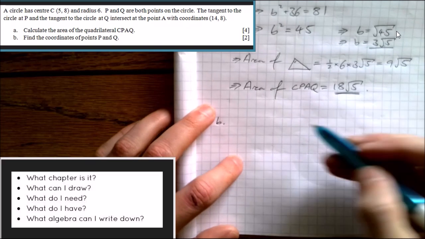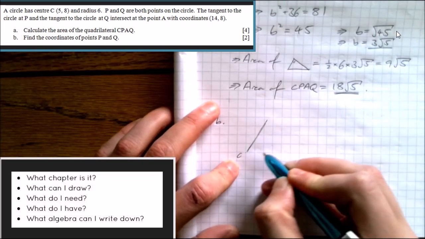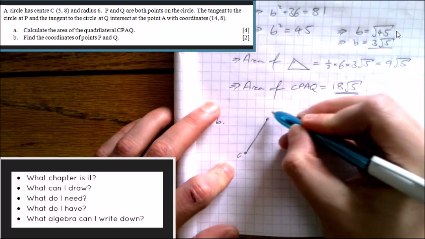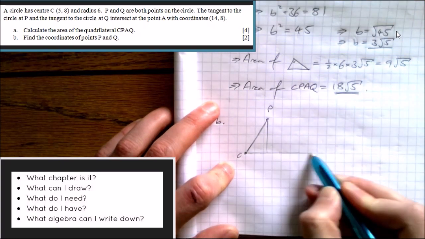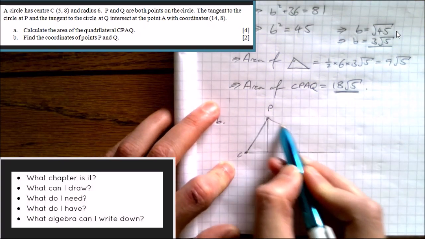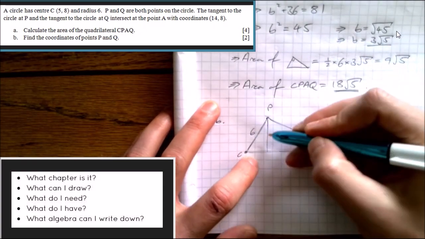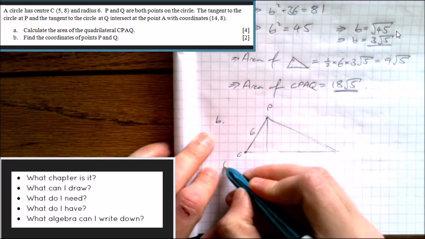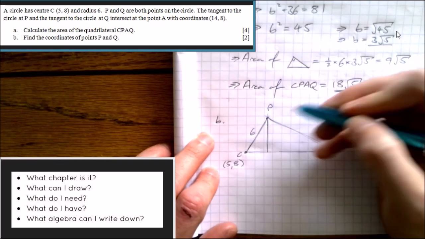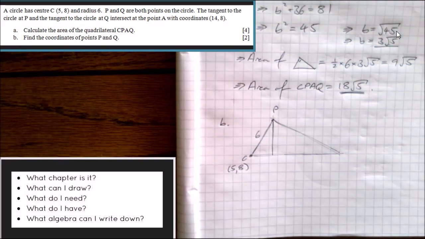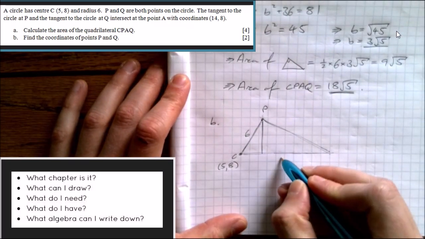What can I draw? I'm going to draw another diagram, just zooming in on the bit that I need. C, P. I'm just going to focus on those ones for now. Alright, how am I going to find this height here? At any point during this, if I give you a hint and you have an idea of yourself, pause the video and do it yourself. It's always better to try and do it yourself before I do it.